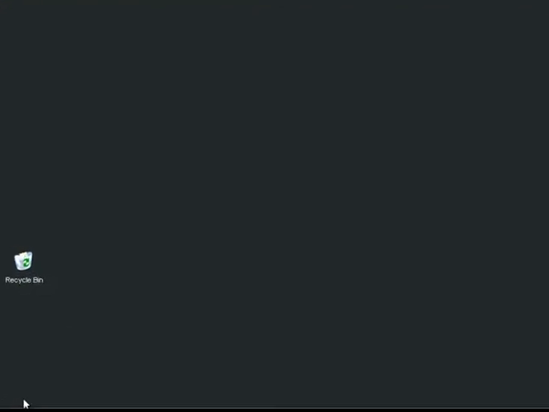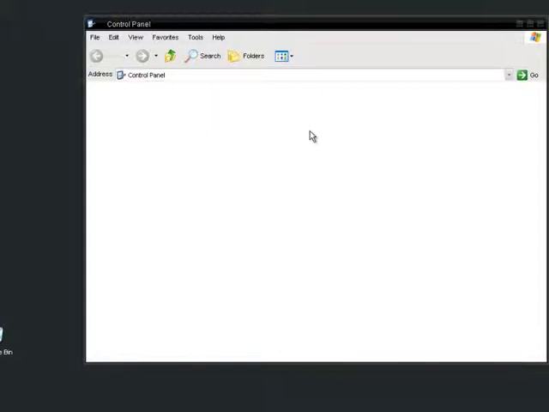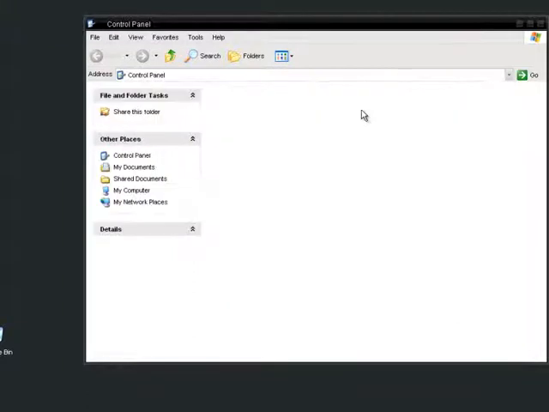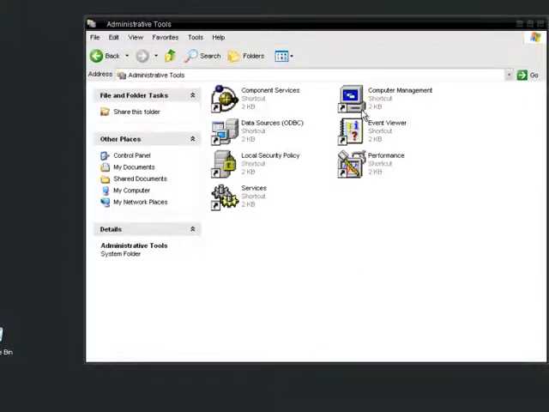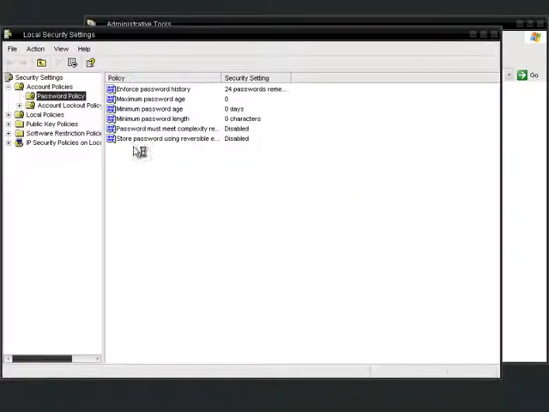Now let's take a look at an example of the security policy in Windows XP. In this example, we will observe various security settings in the password policy. Go to Control Panel, then Administrative Tools, and select Local Security Policy. Password policy, which is under account policy, allows us to set various password security settings, like enforce password history.